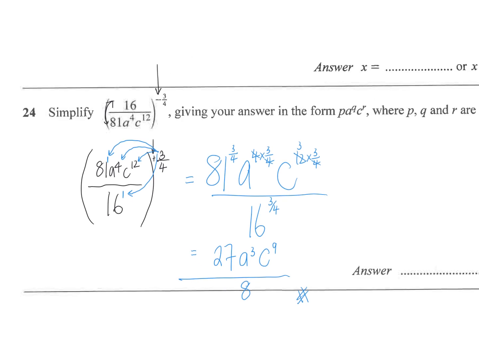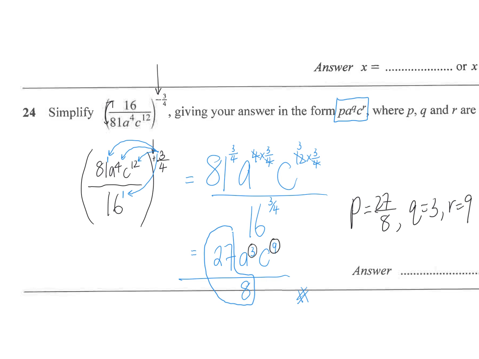They want you to write your answer like that, which is your P is 27/8. Your A is raised to the power of 3, and then C raised to the power of 9. So if they ask you for the value, P is 27/8, Q is 3, and then R is 9. If they ask, but if they never, this is the answer right here. Okay, so whenever you have a negative power, change it to positive and flip the fraction inside.